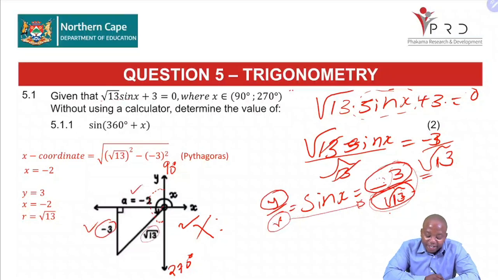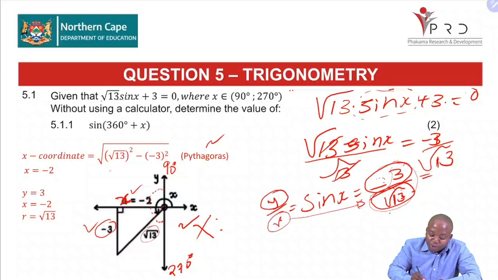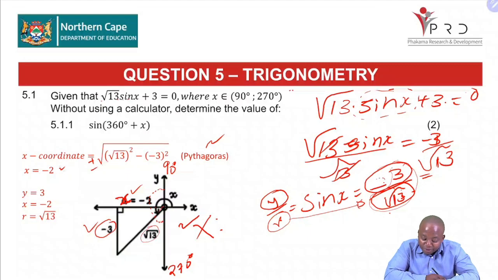Then we need to find the value of x. How would you find that value of x? We're going to use Pythagoras to find the x coordinate. Then x equals the root of r squared minus y squared. Then we square both sides. Then x equals negative 2. Remember, our x was positive or minus 2, but you can see that our x is lying on the negative side, so it's going to be negative 2.